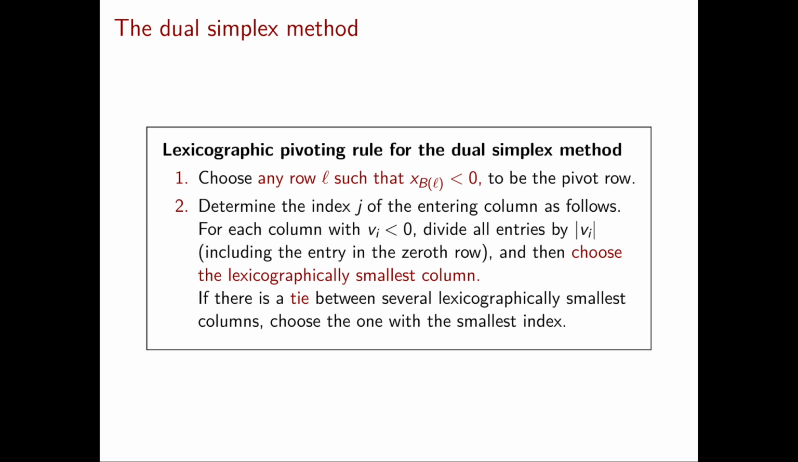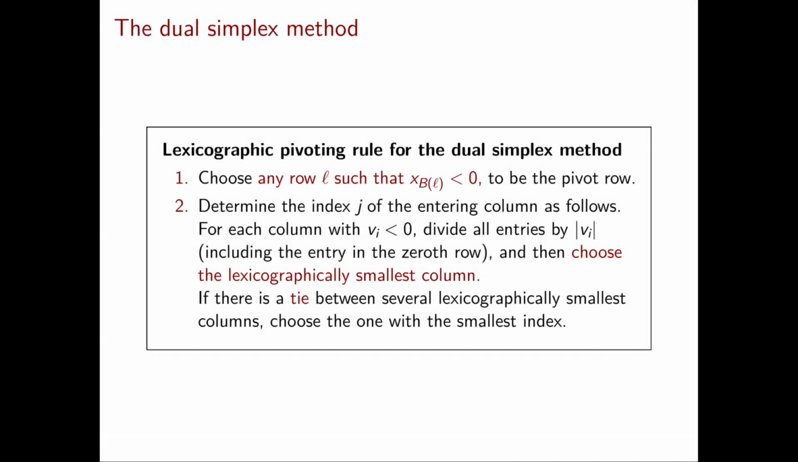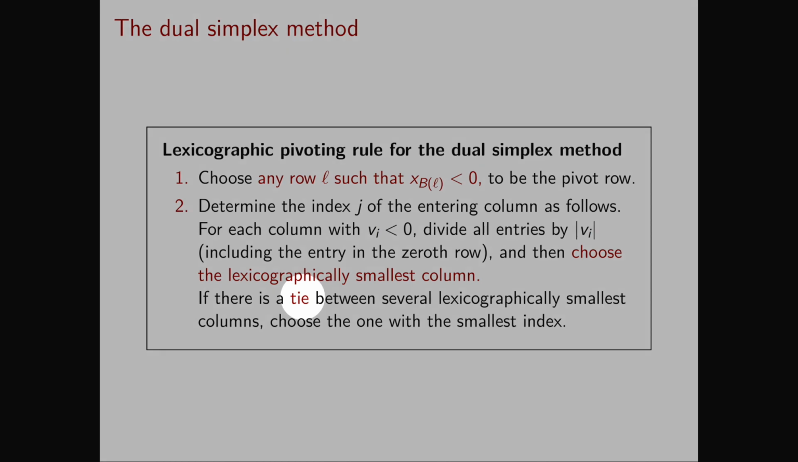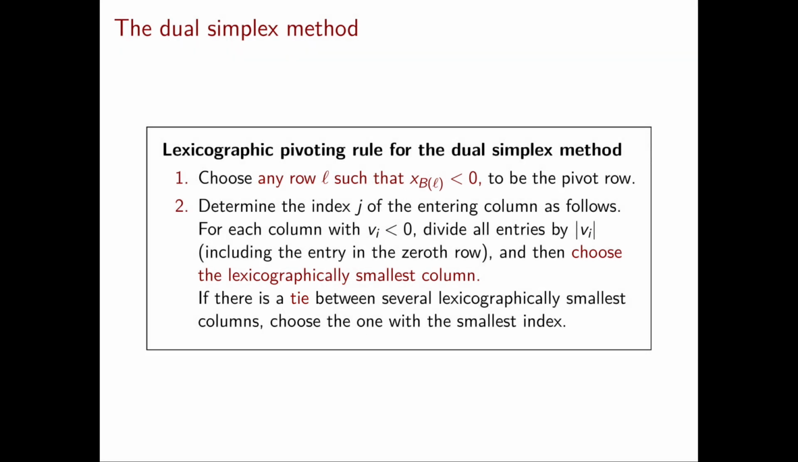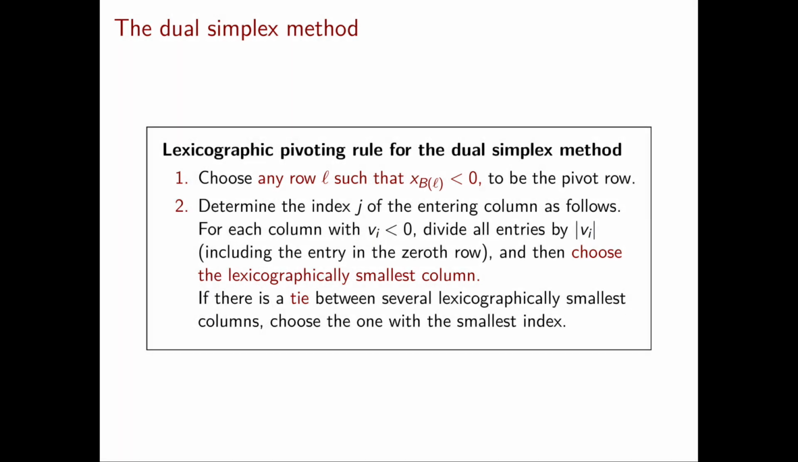Now I leave it to you to compare this lexicographic pivoting rule with the corresponding one for the primal simplex method. The most important difference here is that while in the primal simplex method it was not possible to have any tie between the lexicographically smallest rows, in the dual simplex method it can indeed happen that you have a tie between several lexicographically smallest columns. And this is why we have here a sentence that tells you how to break the tie in such a situation.